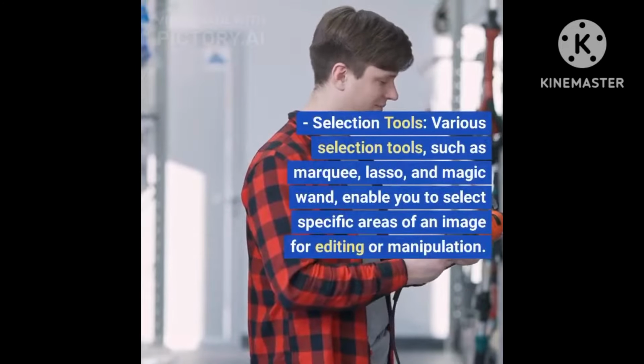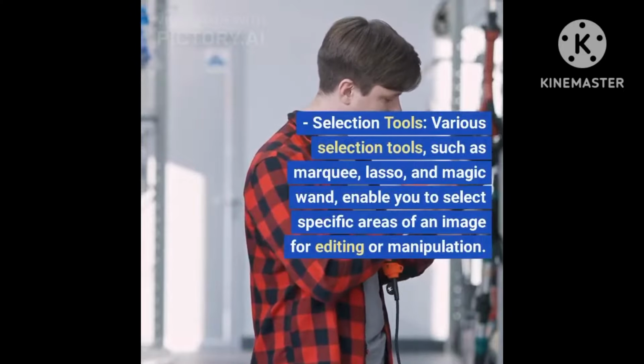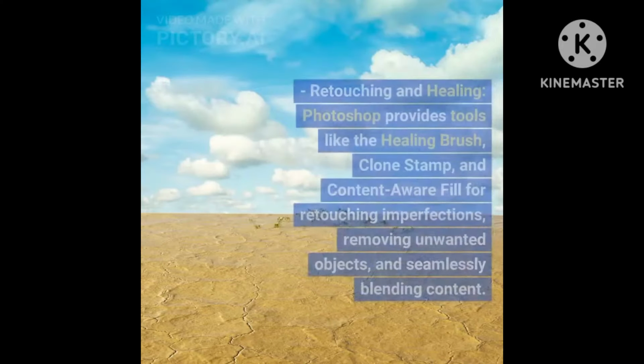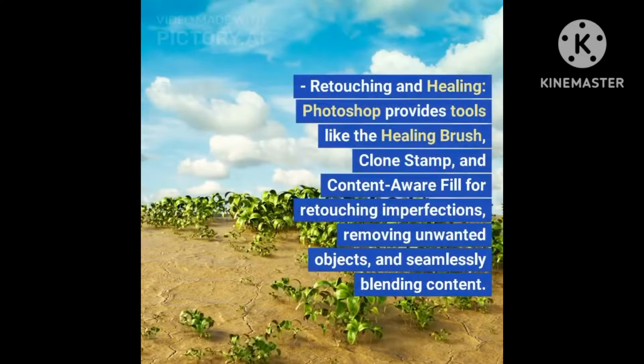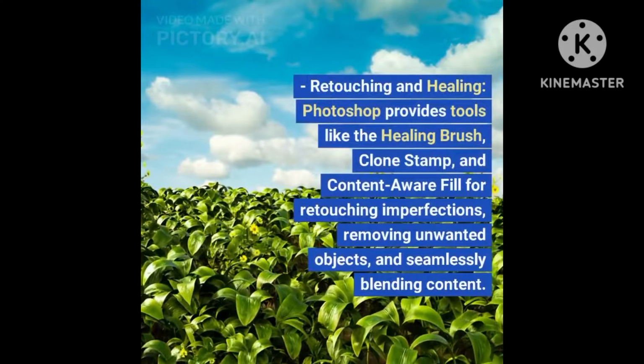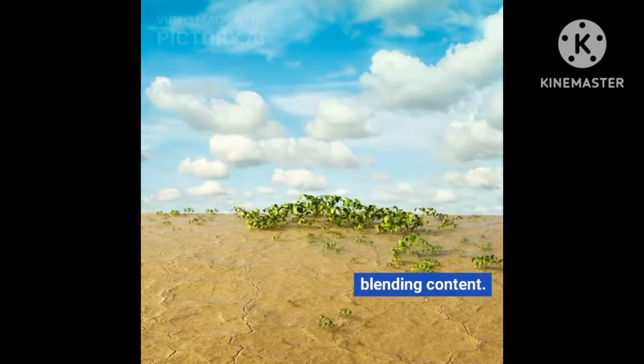Selection tools. Various selection tools, such as Marquee, Lasso, and Magic Wand, enable you to select specific areas of an image for editing or manipulation. Retouching and healing. Photoshop provides tools like the healing brush, clone stamp, and content-aware fill for retouching imperfections, removing unwanted objects, and seamlessly blending content.